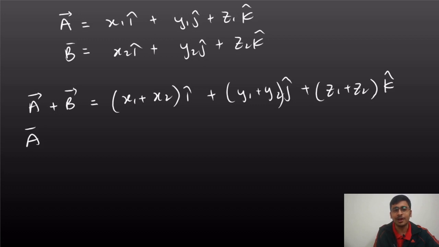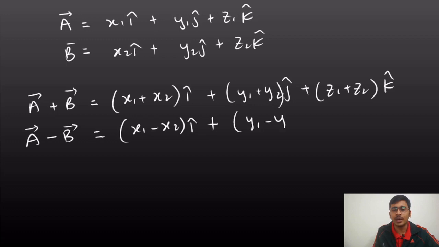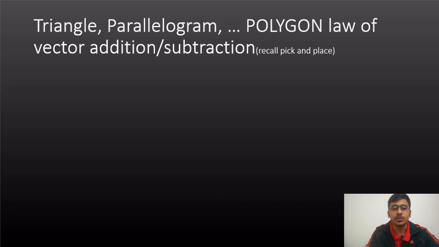Similarly, if I do A vector minus B vector, then I get (x1 minus x2) i cap plus (y1 minus y2) j cap plus (z1 minus z2) k cap. Simply add or subtract their components with their components, like i cap with i cap and j cap with j cap, k cap with k cap. Okay. So coming to triangle law and polygon law of vector addition and subtraction, it is essentially what we had seen right now.